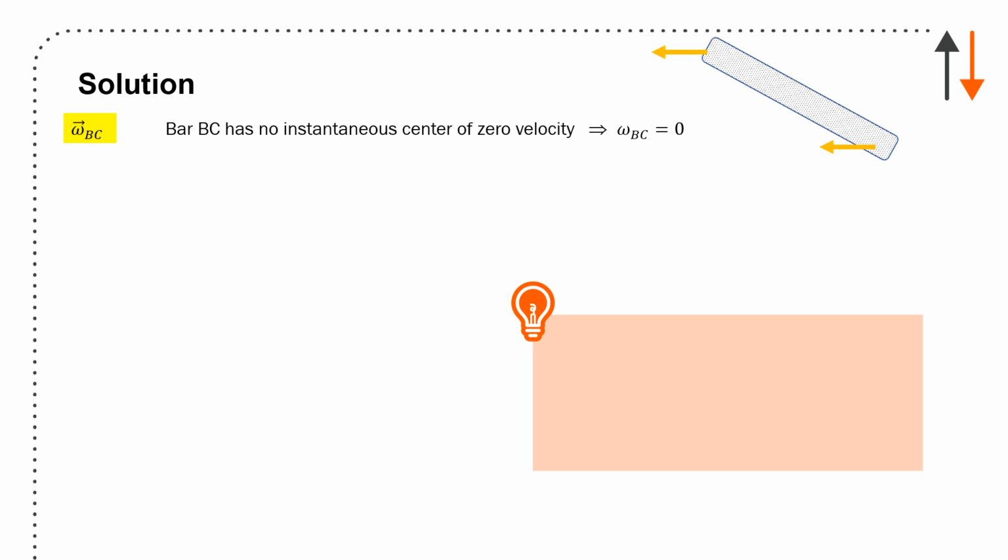So if that's the case, then there's no point where these two lines, these two blue lines I just drew, are ever going to intersect. And so therefore bar BC has no instantaneous center of zero velocity. So that's an inspection solution.